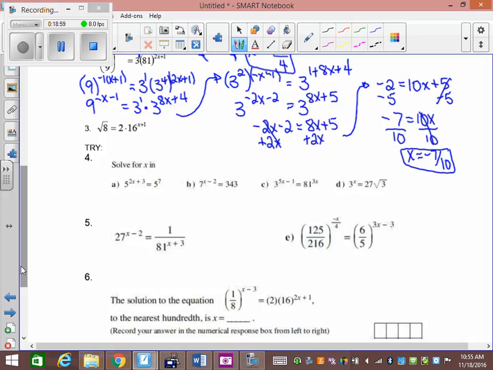So you get 8x plus 5. Distribute into 2, negative 2x minus 2. Negative 2x minus 2 equals 8x plus 5. Add the 2x, so you get 10x, negative 2 plus 5. Subtract the 5, you get negative 7, divided by 10.